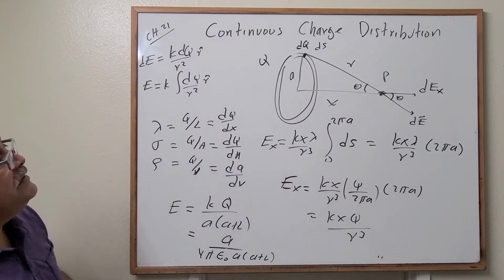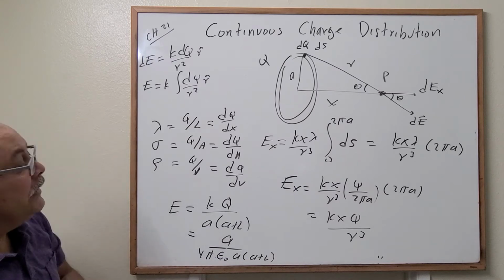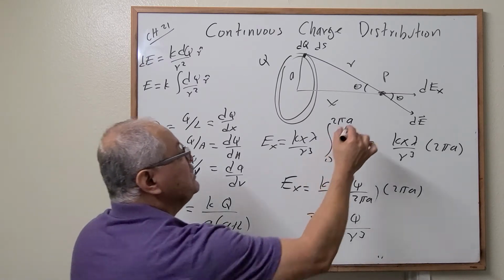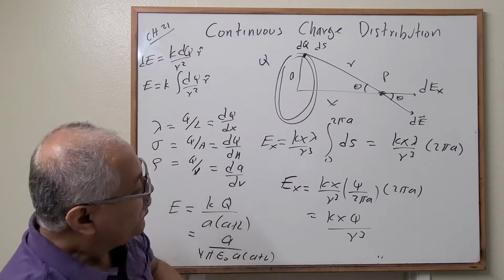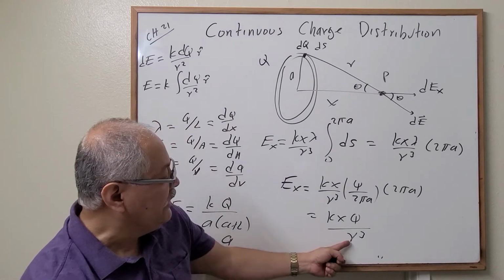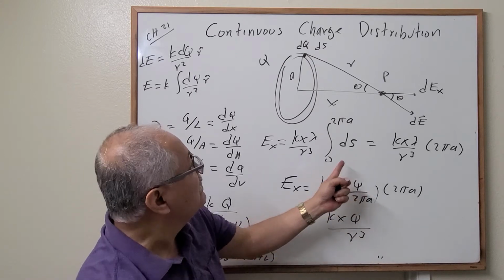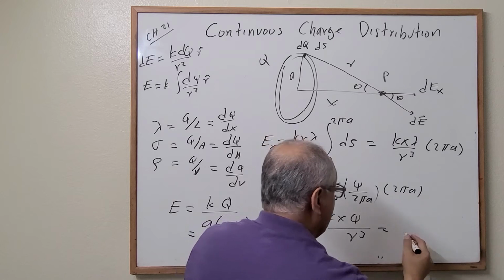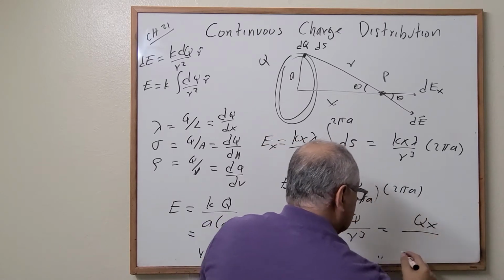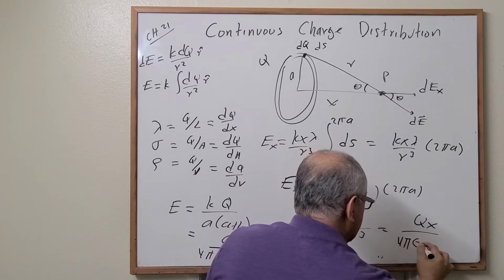Got it? And this is the electric field at this point produced by this distribution. Of course, you can work with R, using these quantities, like also with K. You can say K is going to be Qx over 4 pi epsilon naught.